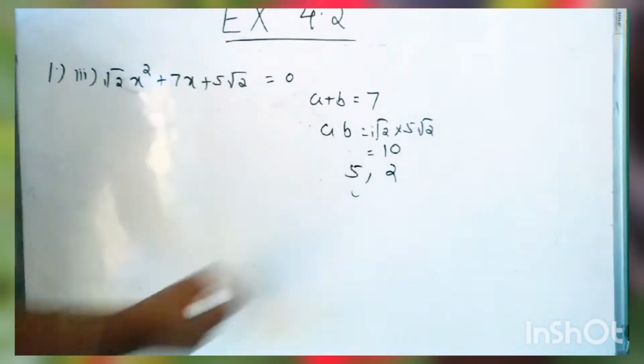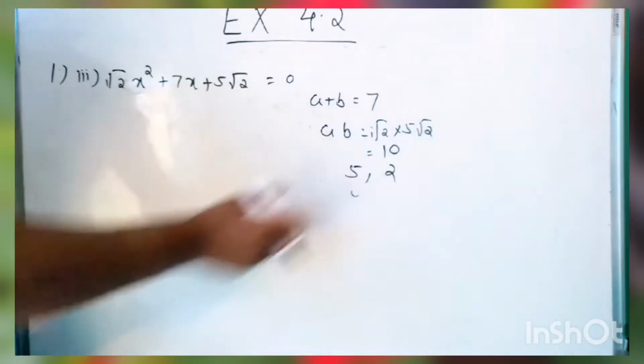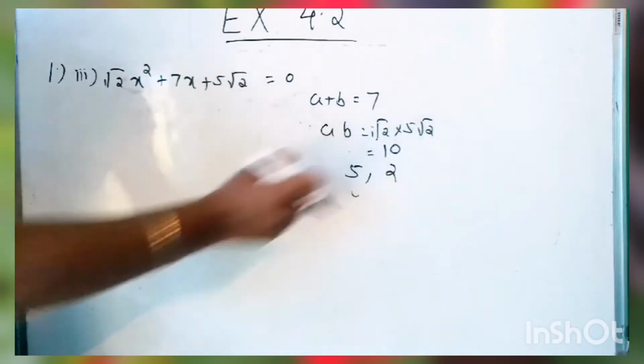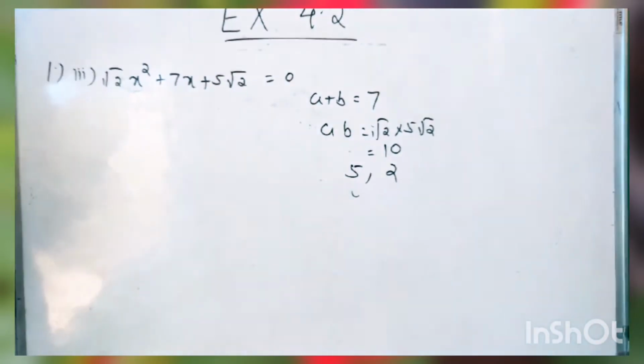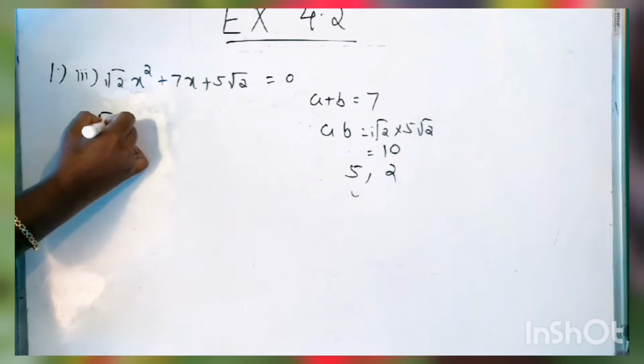5 and 2. Here there is no problem with the sign of the numbers, because the sum is positive and the product is also positive, so both numbers should be positive. So we got 5 and 2, that is our choice. So we are going to write it as root 2x square.